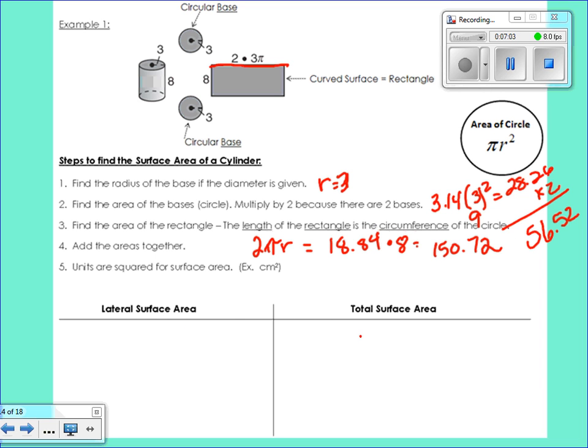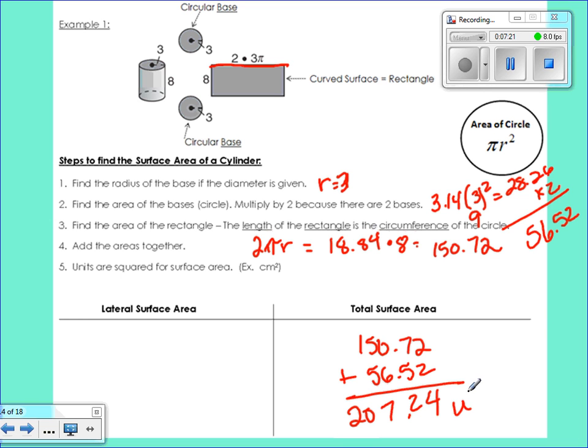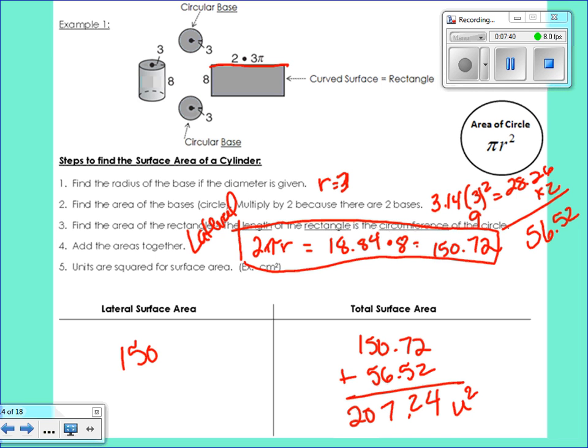Now we add them together. So we're going to take 150.72 plus 56.52, which is 207.24. Okay, units squared, right, for area? Mark, do you have a question? The lateral, we don't include the bases. So we found the lateral right here when we did the area of the rectangle. So this is the lateral, 150.72 units squared.